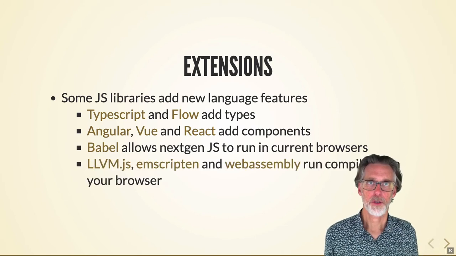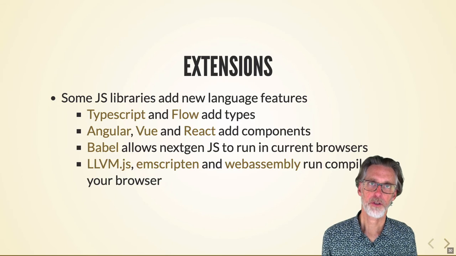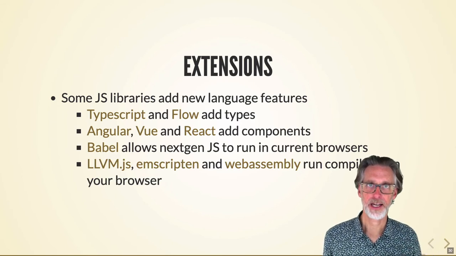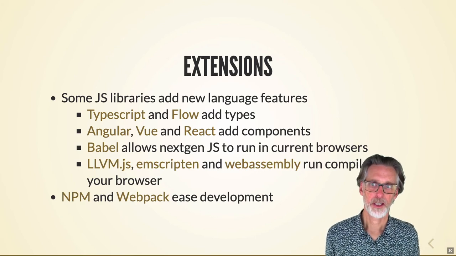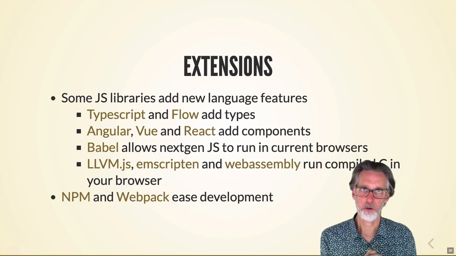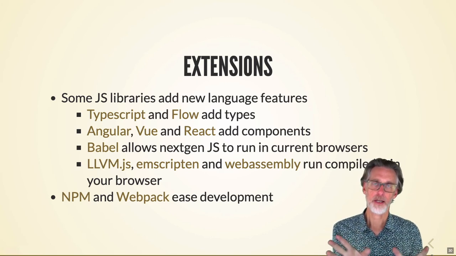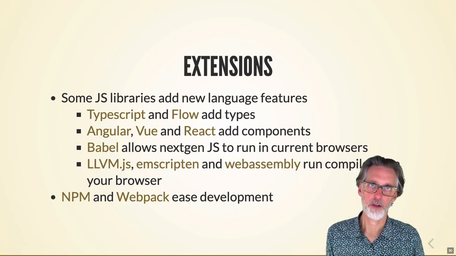There's also JavaScript extensions that allow assembly code to be executed in the web browser. These are used for taking old C programs and running them on the web. There's also a lot of JavaScript code intended just for developers. npm allows you to find new bits of software and easily download them onto your machine. Webpack allows you to package everything up in a way that a client can run efficiently.